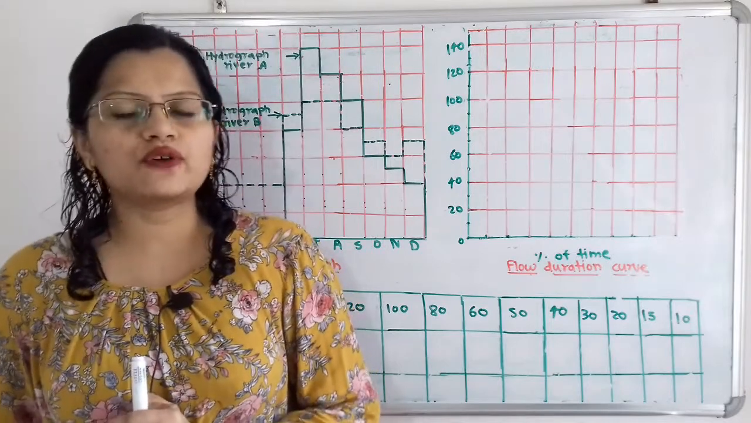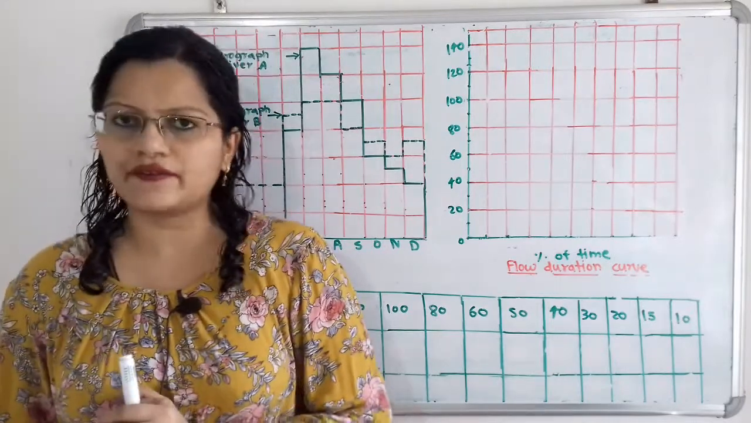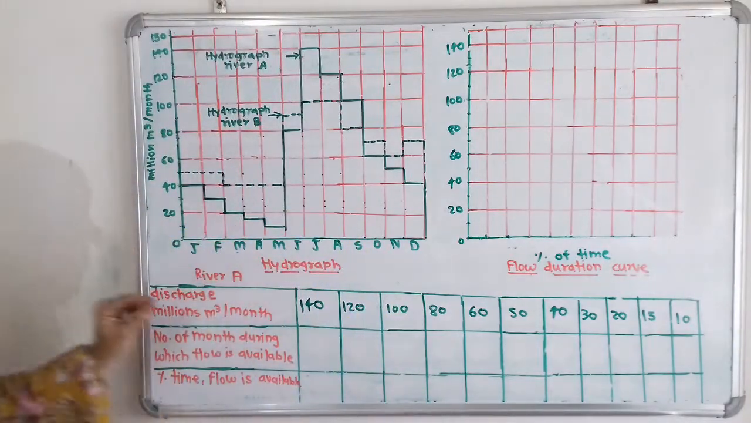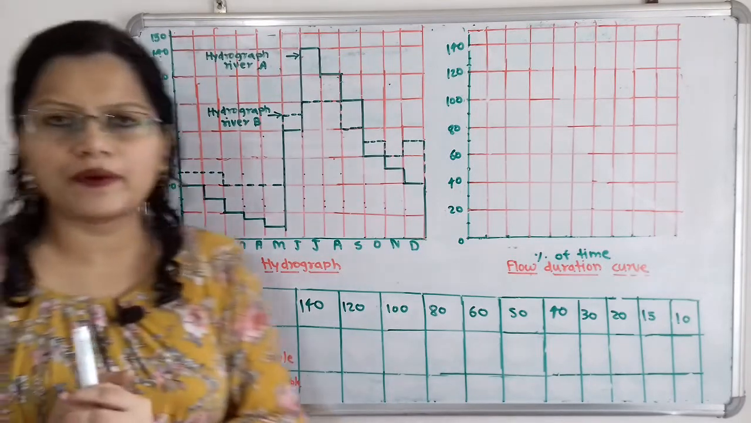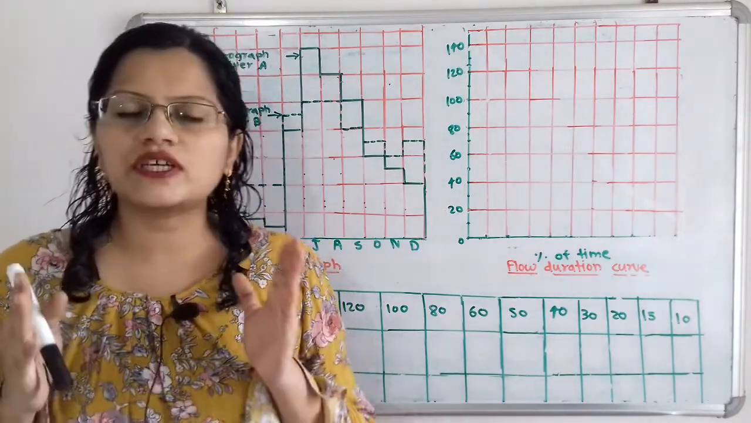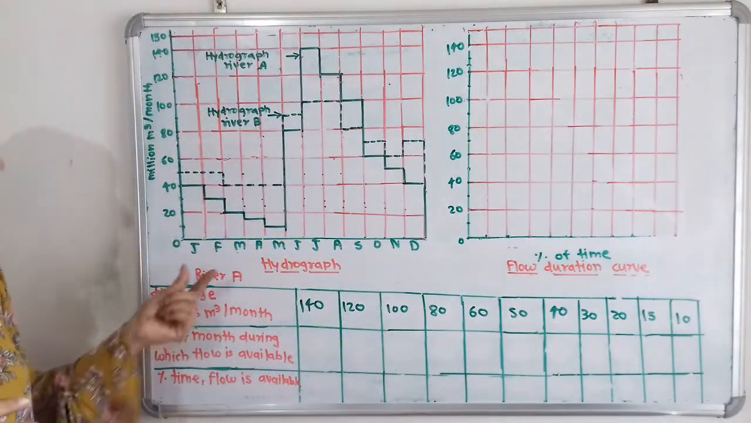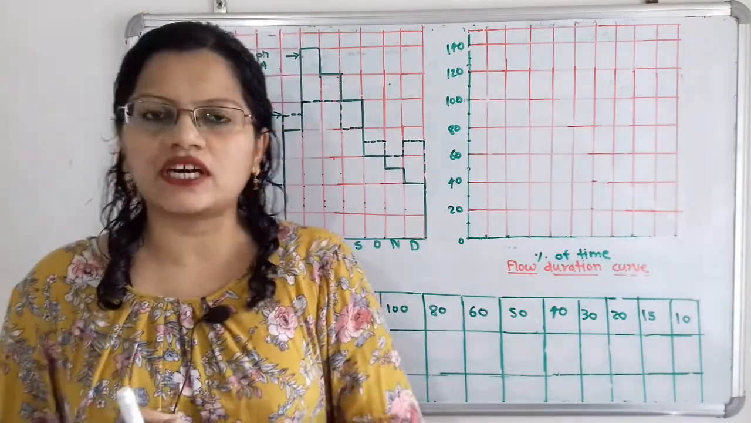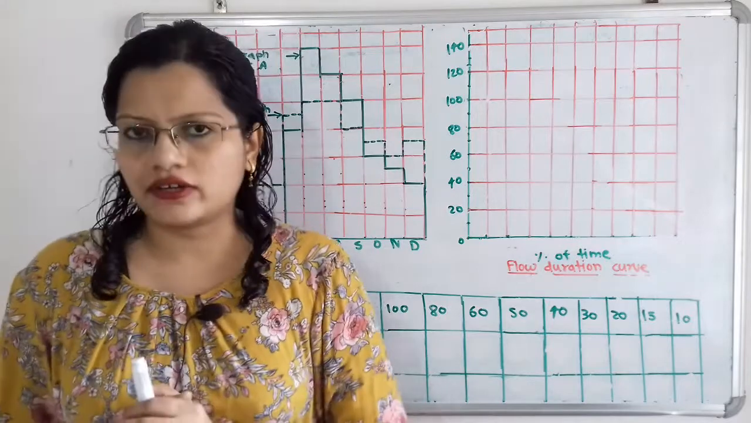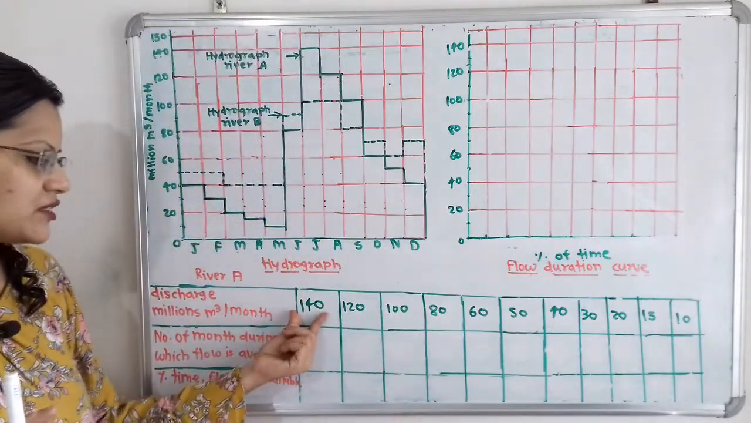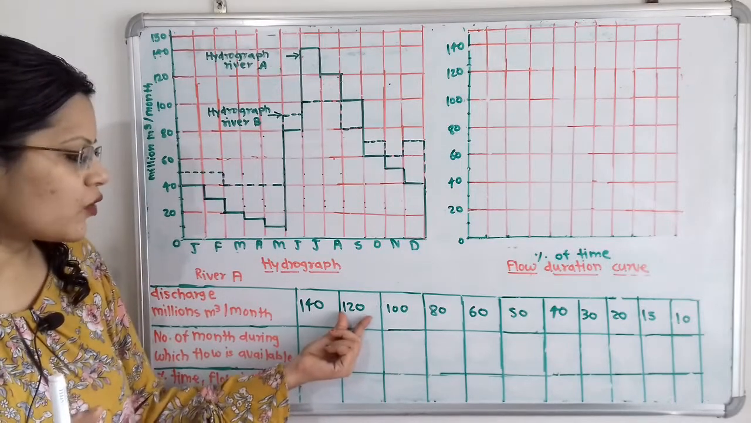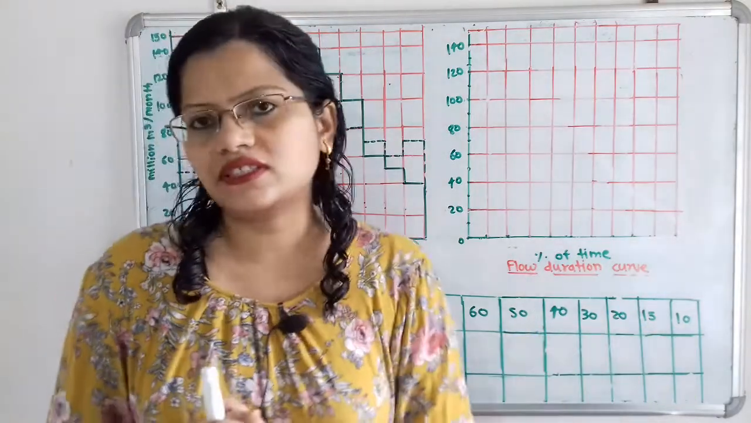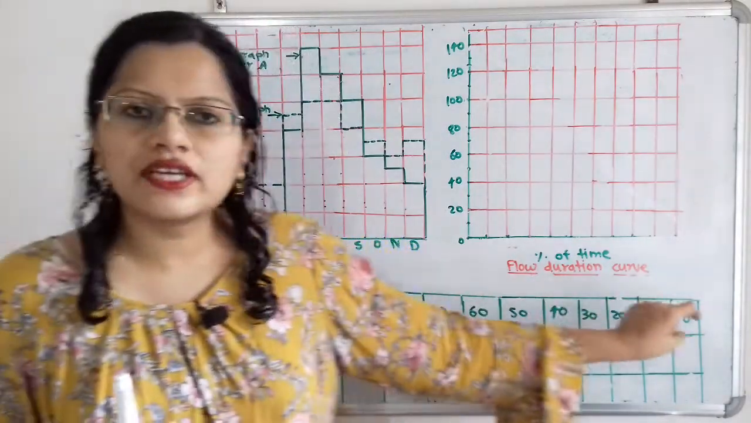Now we will draw the flow duration curve for river A as well as river B. For that we have to make one table. In the first row we mention the discharge in million meter cube per month. We will first draw the flow duration curve for river A. For that we have to rearrange the given discharge in descending order. That is, we take the highest discharge first, then the next lower discharge, that is 140, 120, 100, and so on, up to the minimum discharge, that is 10. So we will rearrange this given discharge.